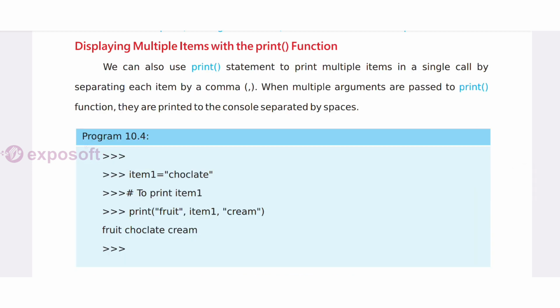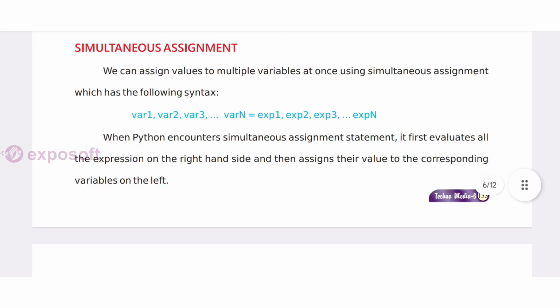We can also use the print statement to print multiple items in a single call by separating each item by a comma. Simultaneous assignment. We can assign values to multiple variables at once using simultaneous assignment, which has the syntax var1, var2, var3 up to var n equals expression1, expression2, expression3 up to expression n. When Python encounters a simultaneous assignment statement, it first evaluates all the expressions on the right hand side and then assigns their values to the corresponding variables on the left.